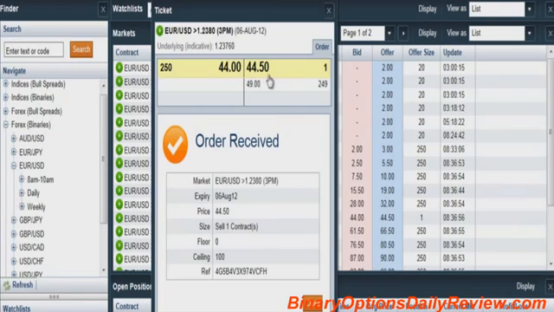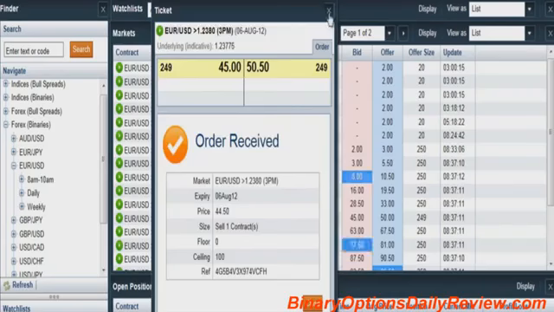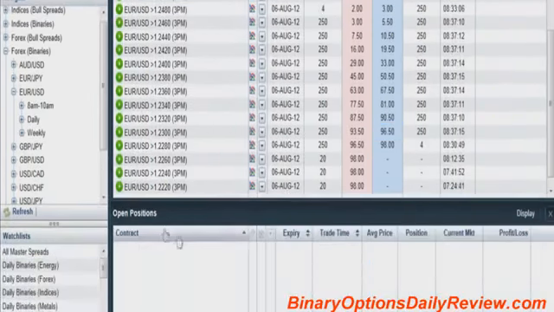And since the market moved a little bit, you can see my order right there at 44.50, and we'll see if it gets filled or not. It's a little bit above the market right now, but we'll see if I get filled. Bam, I just got filled. And if I scroll down to the open position, you can see that I no longer own that position.